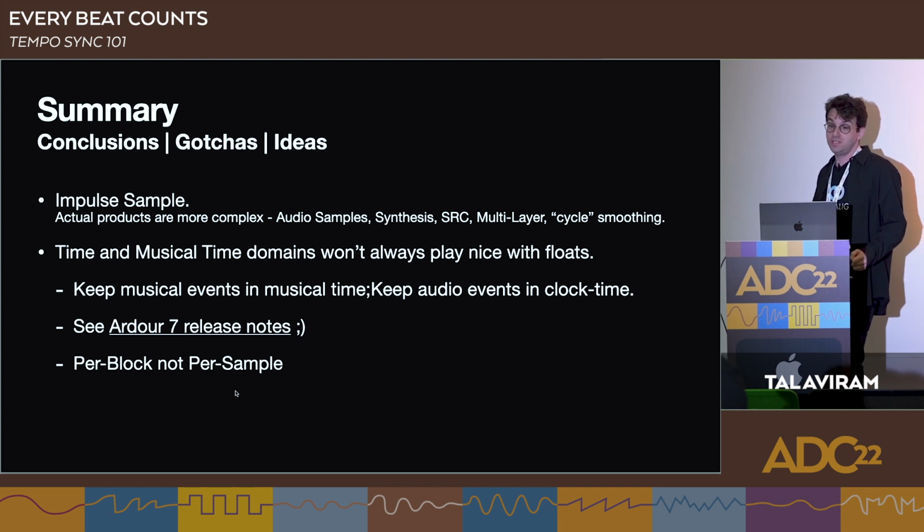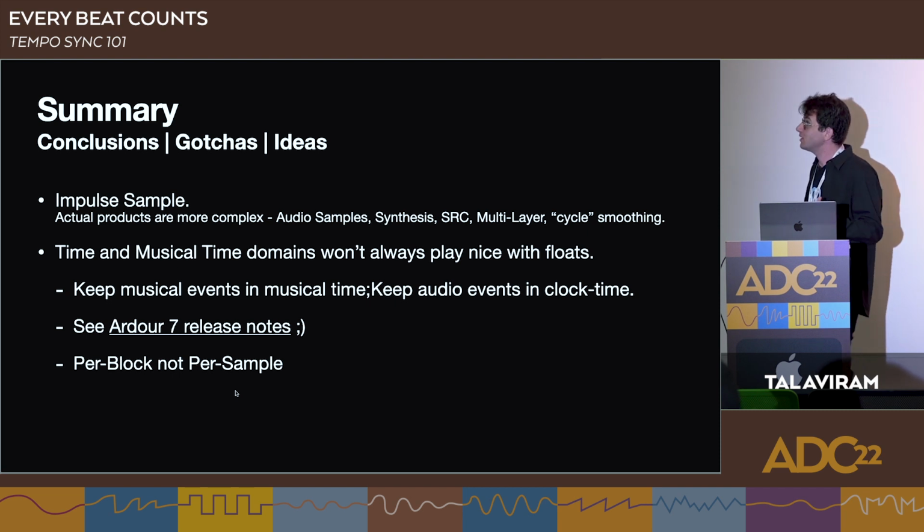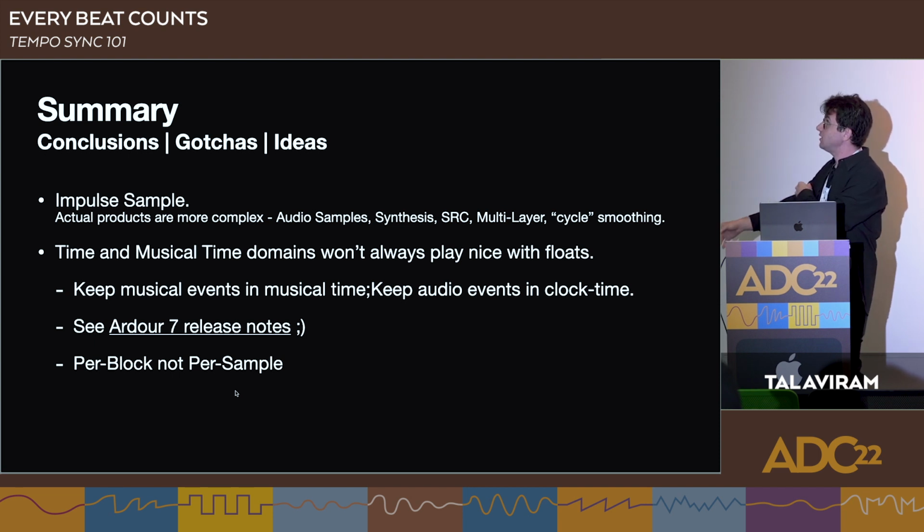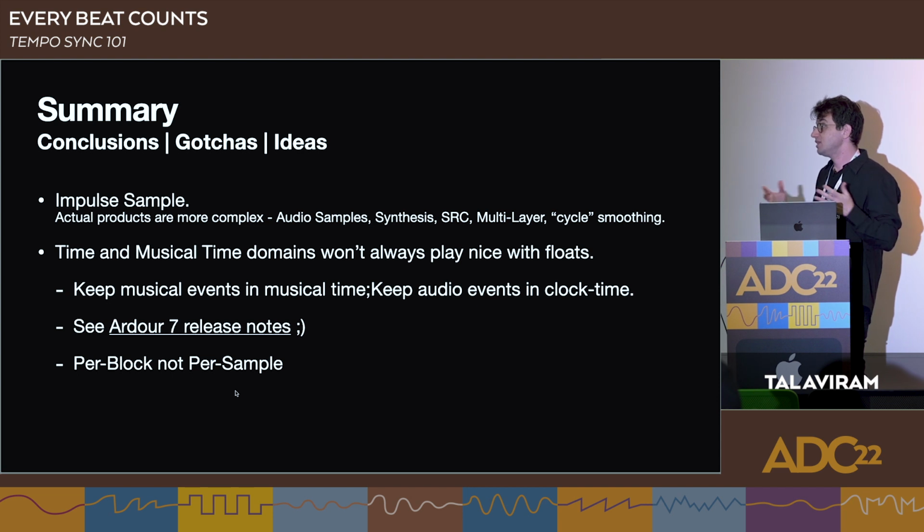So that's pretty much it. And I'll summarize everything. We used an impulse sample just for the example. In actual products, we have much more complex situations where we need to know where to start, but then we need to know if we want to stop or fade things, or we have multiple layers, synthesis, sample rate conversion, because if you are playing samples, you want them to play at the right sample rate.